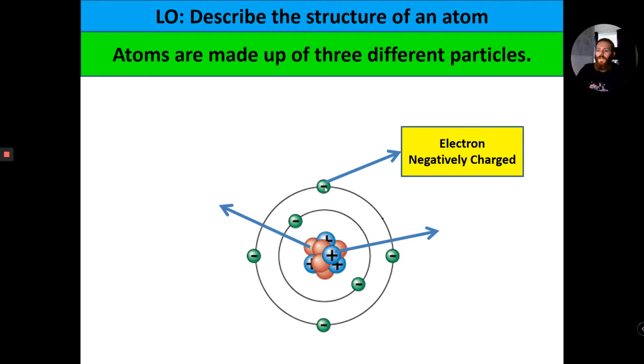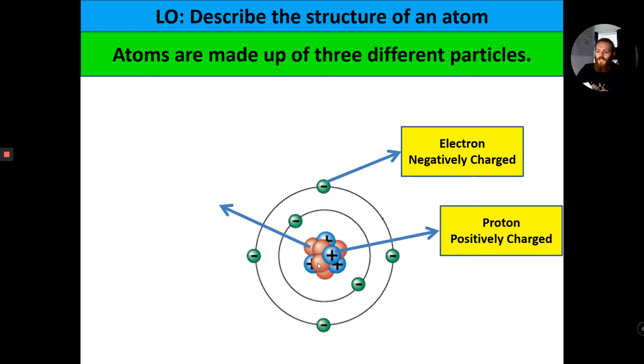First of all, we've got these. All of these are the same. You can see these green ones with little negative icons on. They're electrons and they are negatively charged. We'll go through the charges and masses of these in a minute, but let's just look at where they're found first of all. So the electrons are negatively charged.